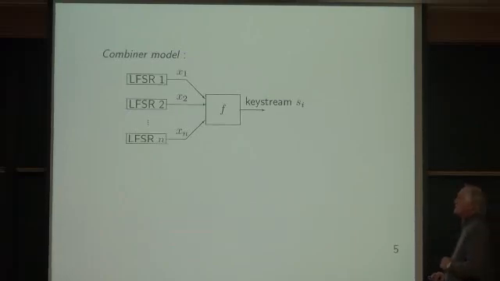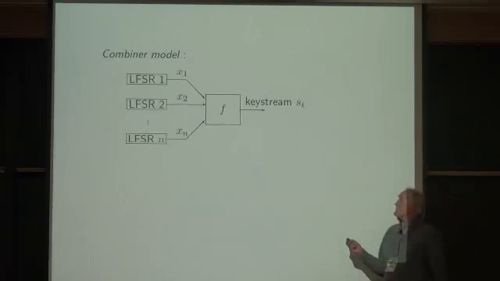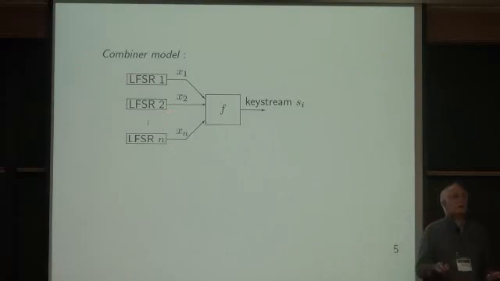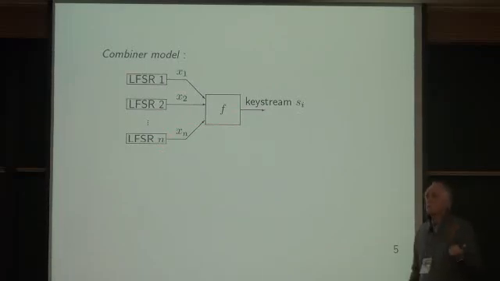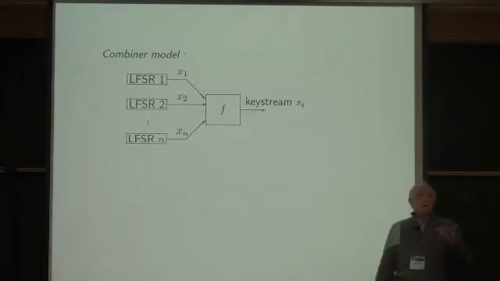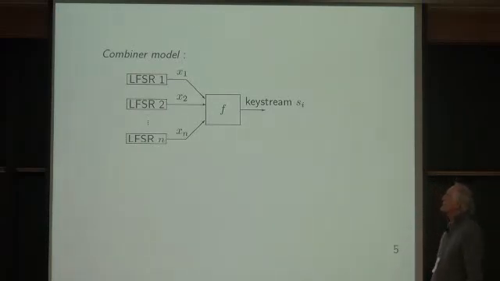In the first model of using Boolean functions, you have several LFSRs. At each clock cycle, each one outputs 1 bit. So at each clock cycle, you have n bits, if there are n LFSRs, and these n bits are the input to the function, which outputs 1 bit. So at each clock cycle you get 1 bit of the key stream. And so if you want a key stream of 1 megabit, you have to run it during a million clock cycles.